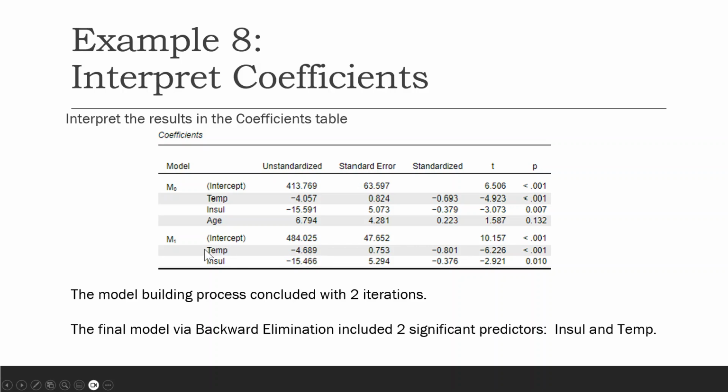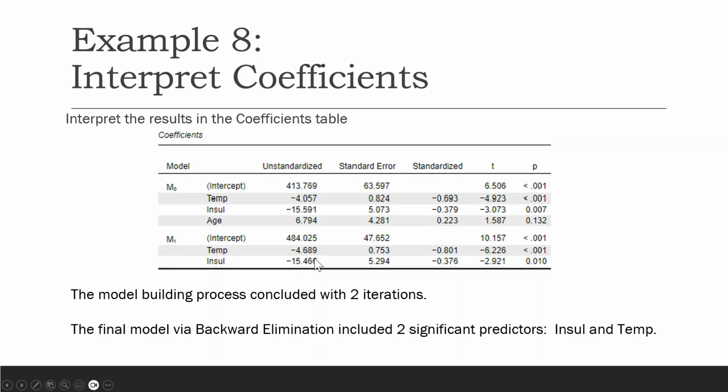That means for every additional 1 degree Fahrenheit increase in temperature, we expect the heating cost to decrease by approximately $4.69, because our cost is in dollars, right? Holding insulation constant. So disregarding any values or differing values of insulation, right? We always add that extra caveat, holding the other predictors constant.